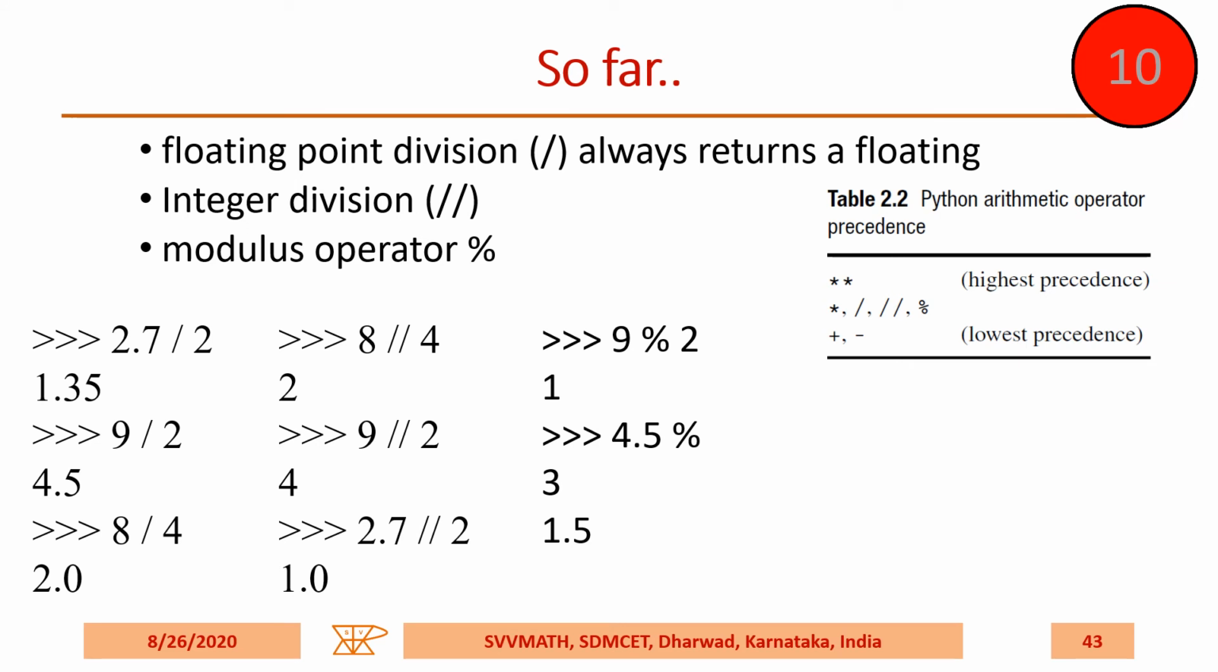So far, whatever we have discussed: floating point division always gives a floating result, integer division we have discussed, and the modulus operator we have discussed. Try to understand these things. When I type this, the answer will be 2. When I type this, I'll get 1. Try to understand this. And the Python arithmetic operator precedence we have discussed.